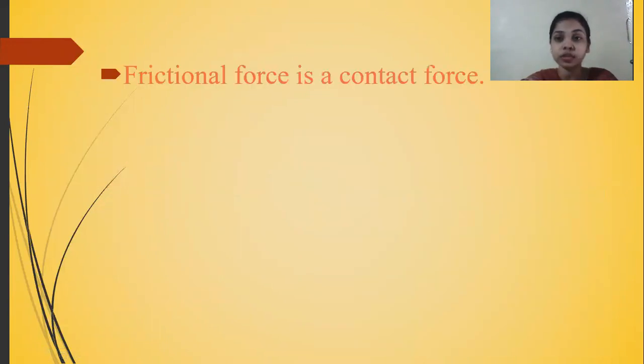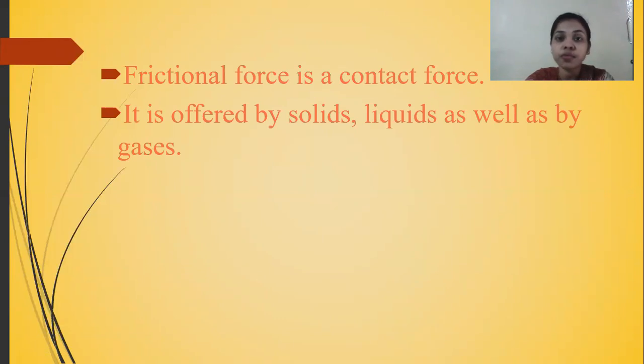We know that the frictional force is a contact force. We learned in a previous class about contact forces and non-contact forces. A contact force is a force in which two objects must interact with each other, and the frictional force is one type of contact force. So far we have studied only friction between solids, but friction is offered by liquids as well as gases.